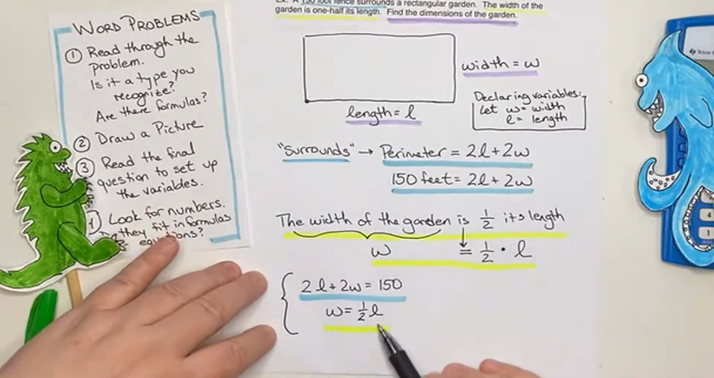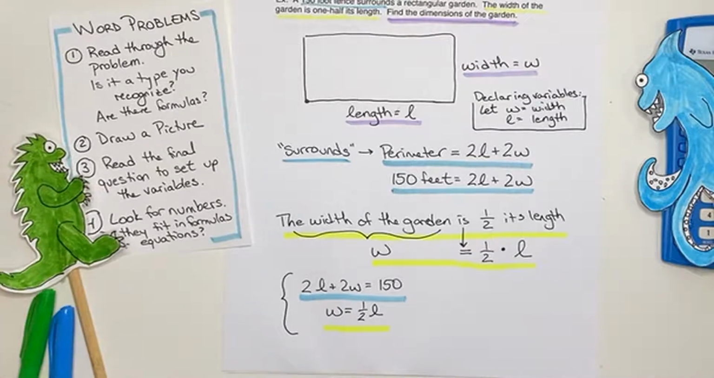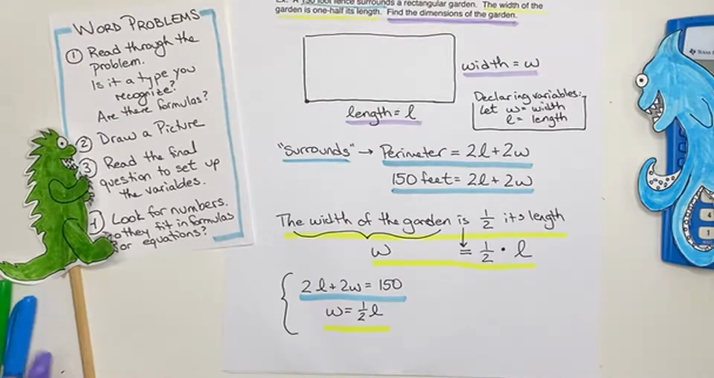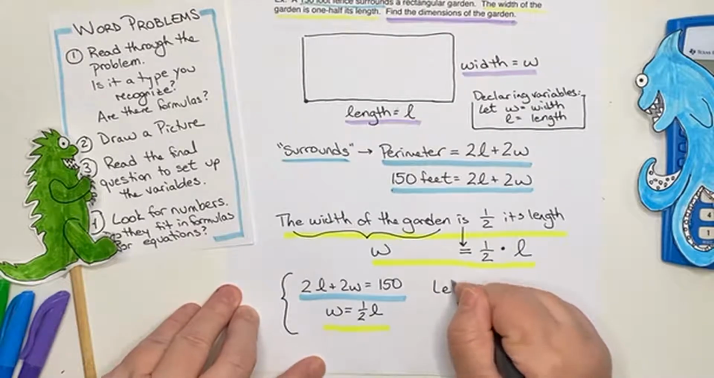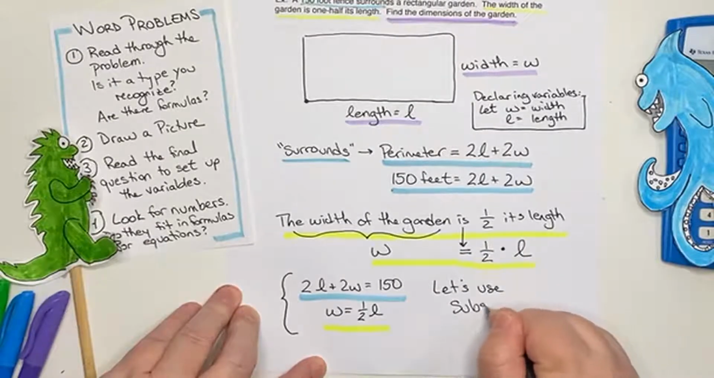I've got two equations. Now at this point, if you haven't studied systems of equations yet, this is going to be very confusing. So I encourage you to pause this, go back and look at systems of equations. Basically, we have two options. One option is elimination, and one option is substitution. I'm going to say, let's use substitution.